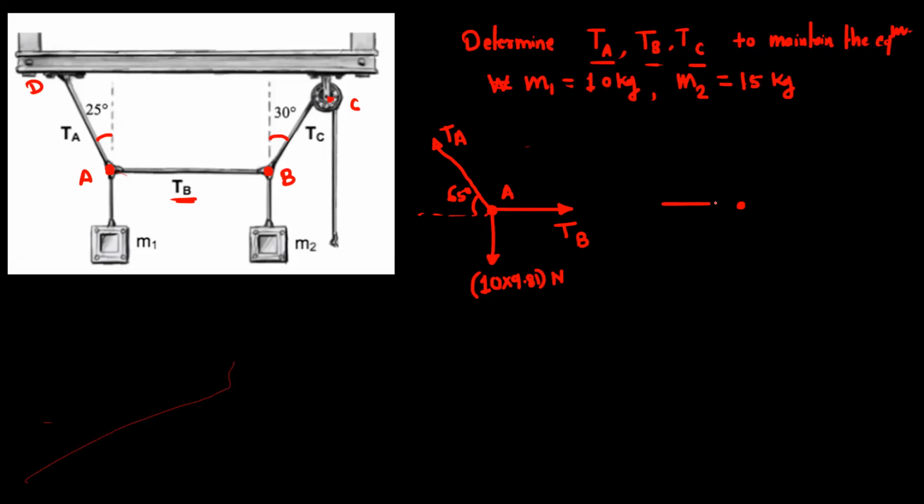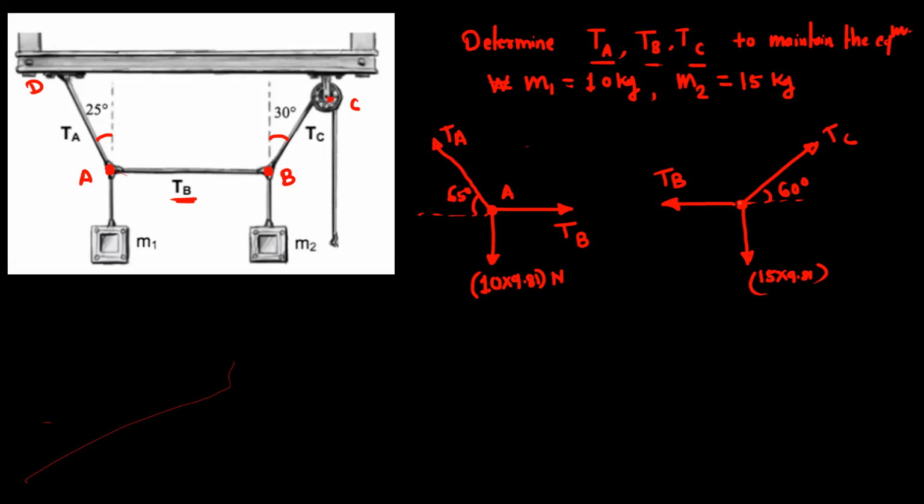Now consider the point B. At this point, the tension will be directed away from point B. Then this is M2, which is 15 into 9.81, and this is the tension C. This angle is 60 degrees. So if you observe, we have a total of 3 unknowns.